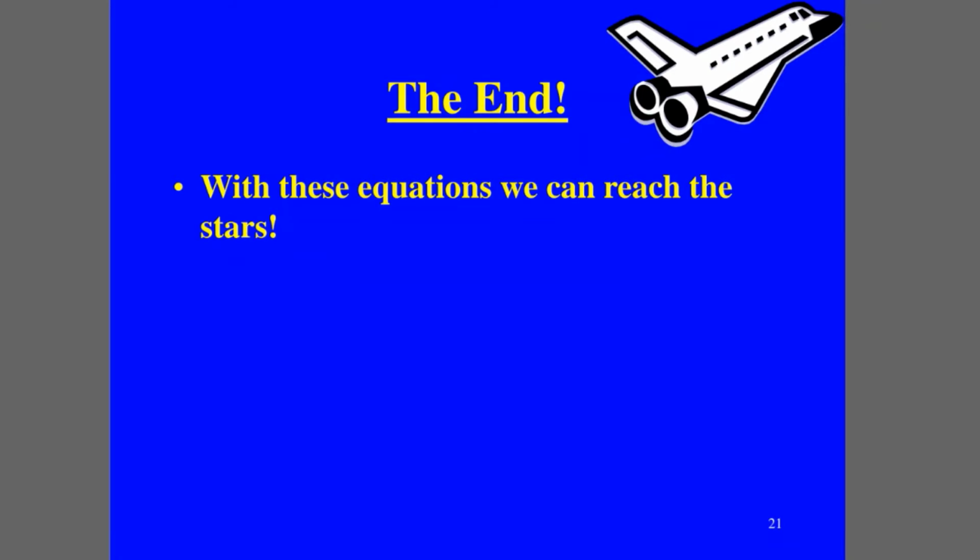Here is the end. With these equations we can reach the stars. Why I make this statement: in the JEE Main Physics papers from 2016 to 2018, some of the problems related to gravitational force and Newton's laws, the main and important topics as I discussed here, were asked. So I referred to some of the papers and prepared these slides.